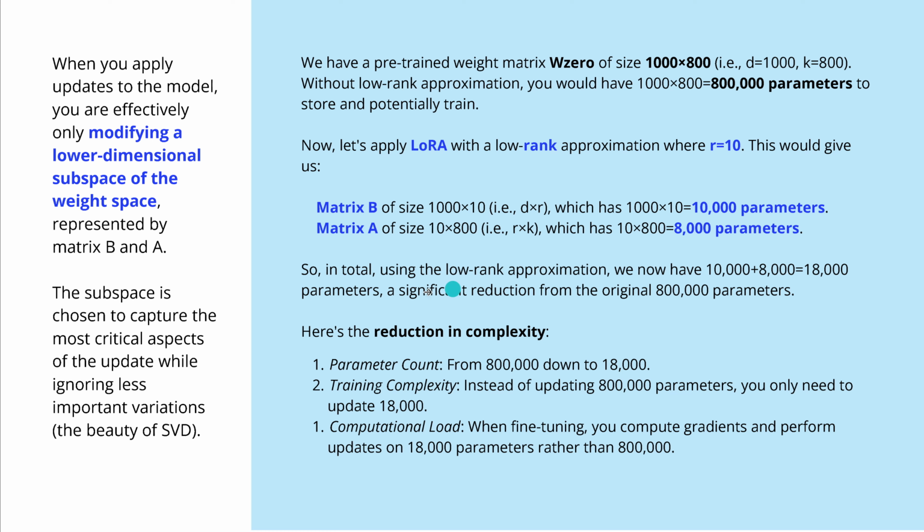The beauty is we have a reduction in complexity in multiple dimensions. As I just showed you, the parameter count goes down significantly, from 800,000 to 18,000. And remember, because of matrix factorization and singular value decomposition, we are limiting ourselves to the most important subspaces, but we have the strongest and the most potent subspaces still in our calculation. For the training, for the update, for the learning here, we only learn now 18,000 parameters.